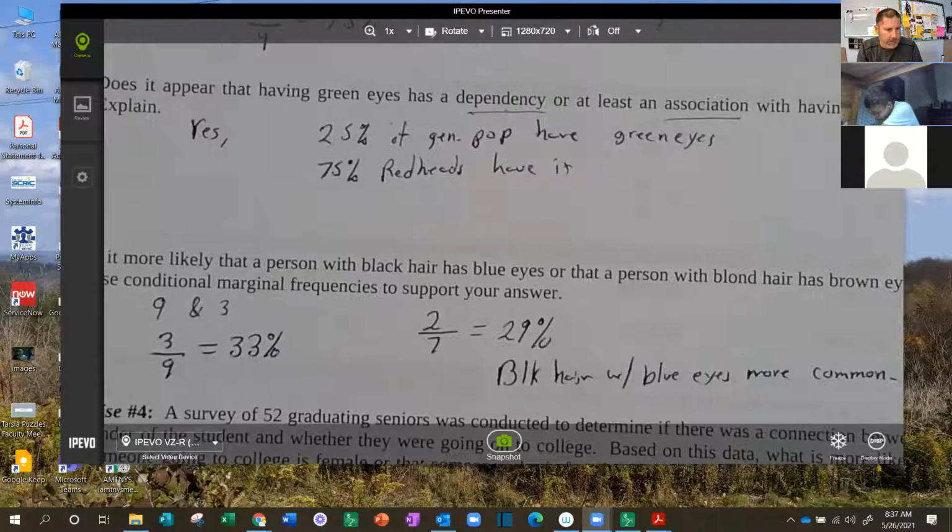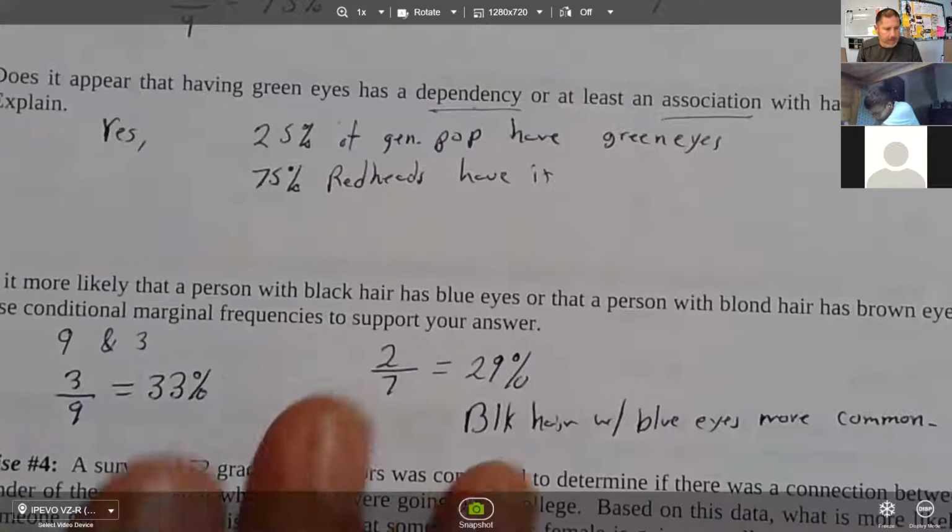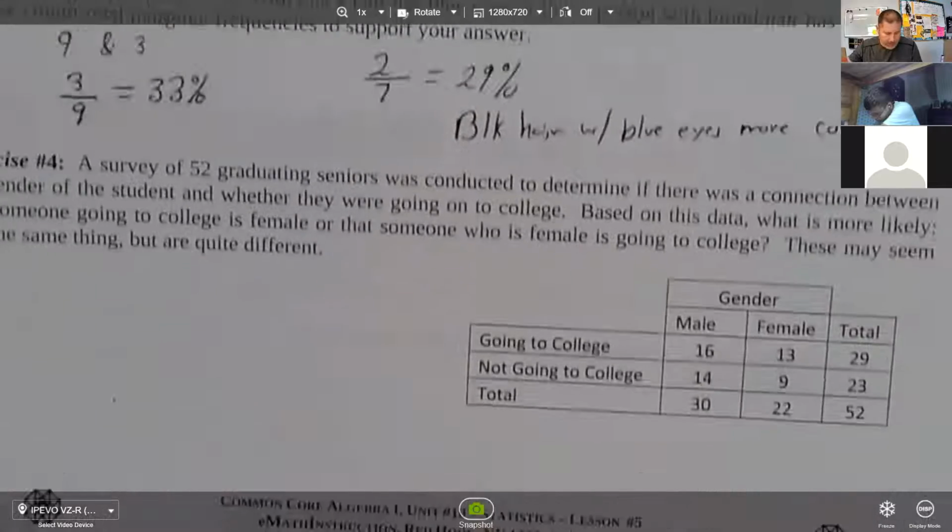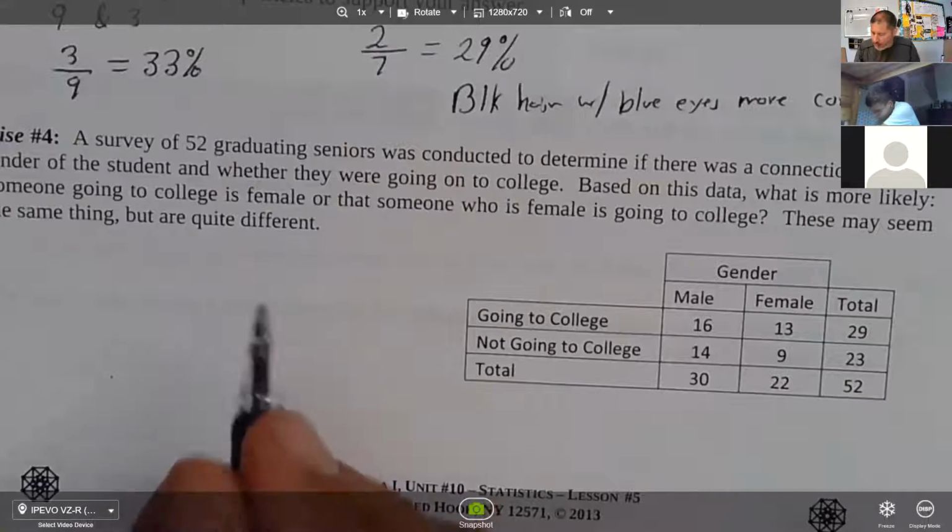I wonder if I can make this larger. Yeah. All right. This one's a tricky one.